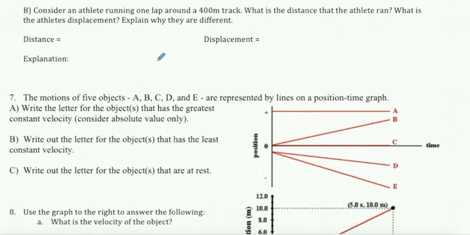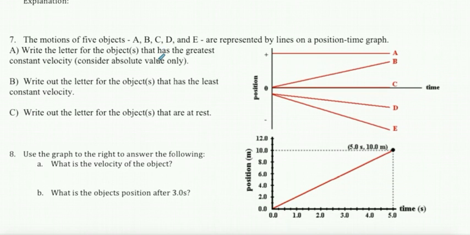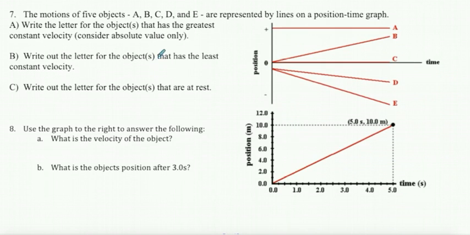So number 6, you can refer to a worksheet that we talked about for that one. We're going to jump down here to number 7 and 8, looking at these two graphs. So motions for 5 objects, A, B, C, D, E, are represented by lines on a position time graph. For A, we want to write the letters for the objects that have the greatest constant velocity, and we're going to consider absolute value only, so that means forget about positive and negative, it could be either one. So we want to find the greatest constant velocity. So remember, we're looking at a position time graph on this one, it's not a velocity time graph, make sure you're paying attention to that.